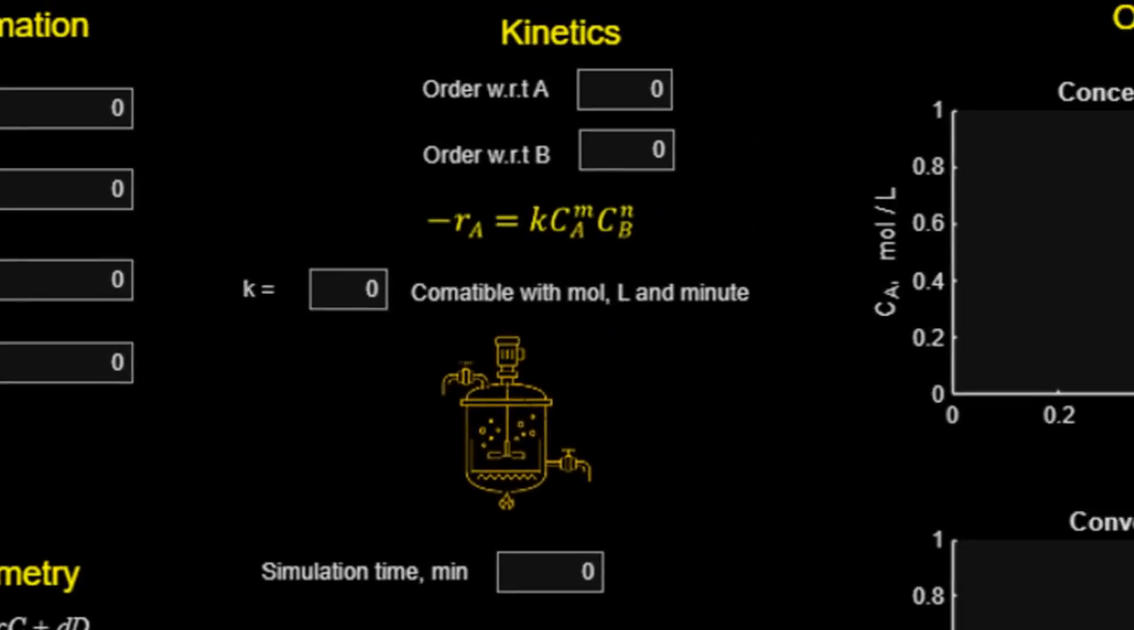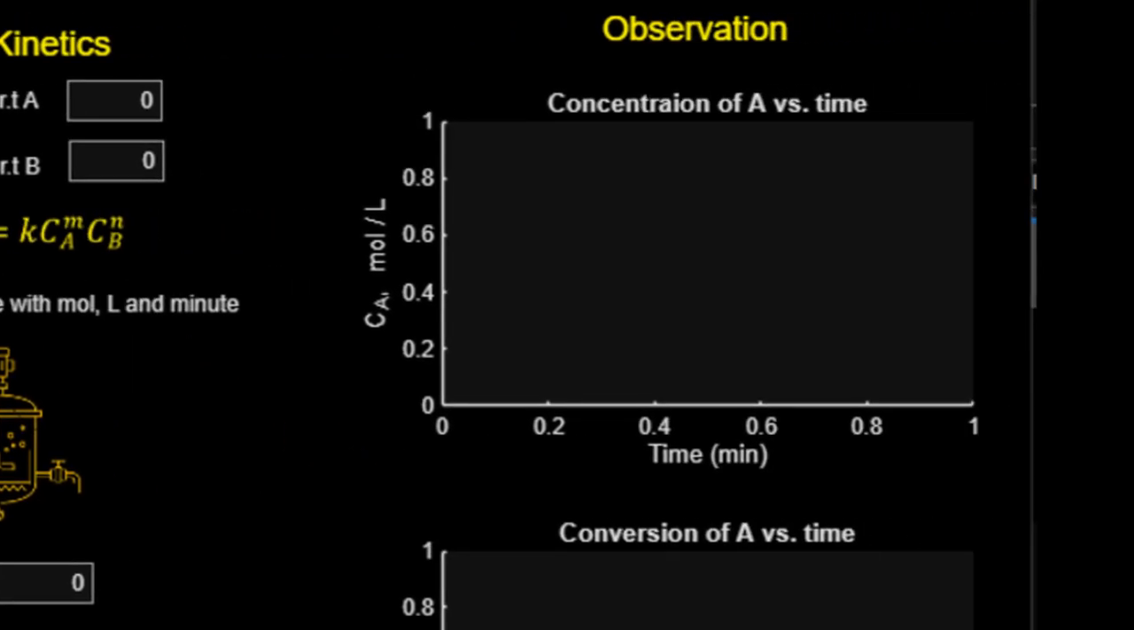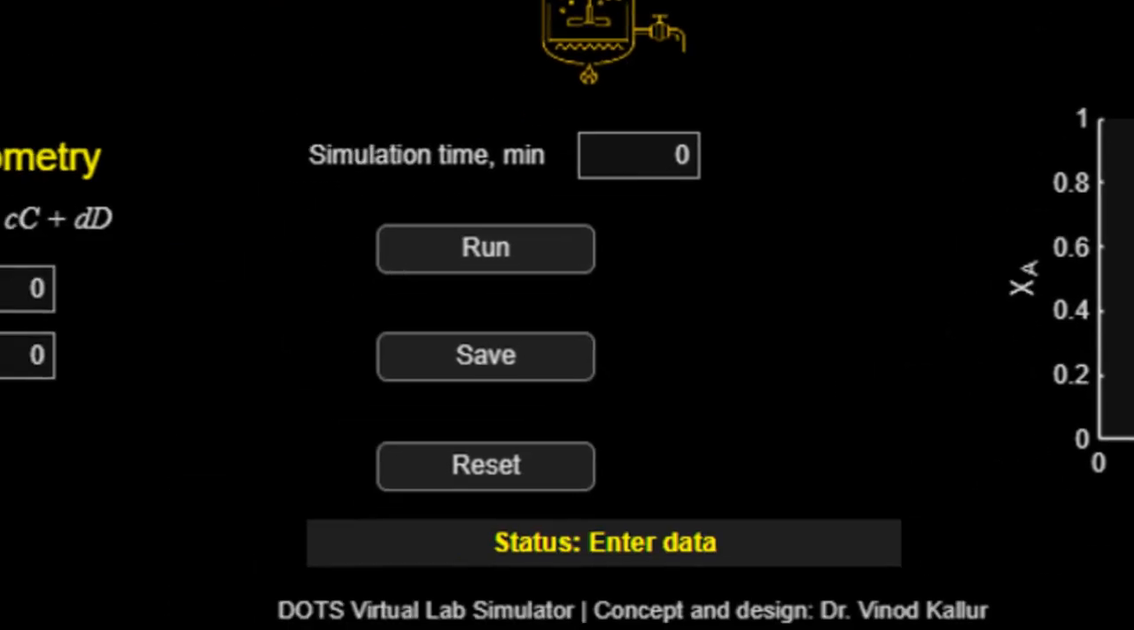In the middle, we have kinetic information. Here we enter the reaction orders with respect to A and B and the rate constant K. Note that orders can be fractions as well. On the right, we have the observation window. After running the simulator, we will observe how the concentration and the conversion of A change with time. There is a provision to set the simulation time.